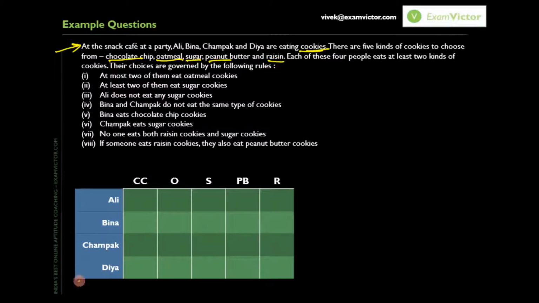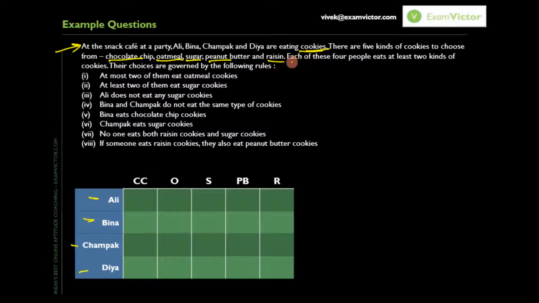So I've put that down in this table here just to make it easy for us to capture all the data. So you have Ali, Beena, Champak and Diya on this side, and you have chocolate chip, oatmeal, sugar, peanut butter and raisin. These are the columns. And I've just kept them in the same order as what is given in the question.